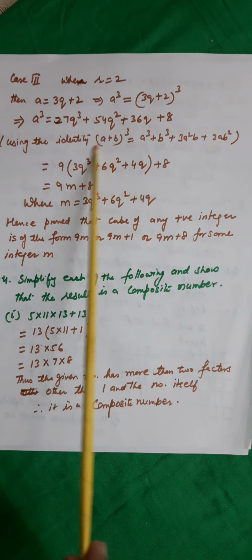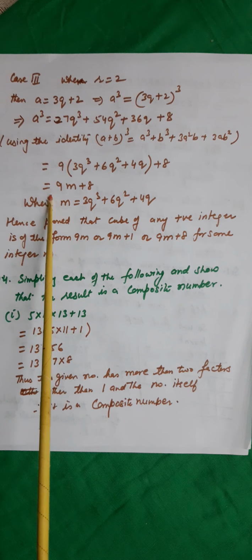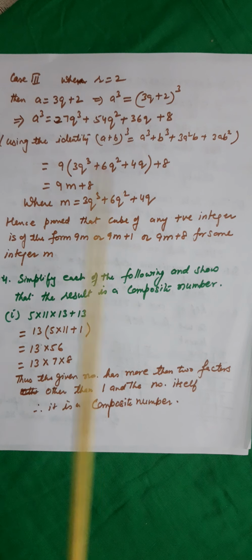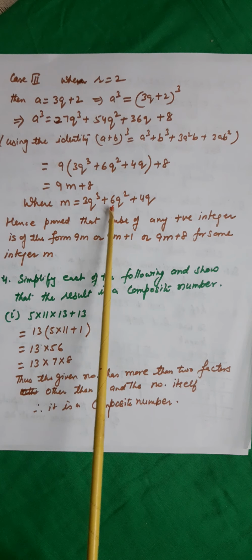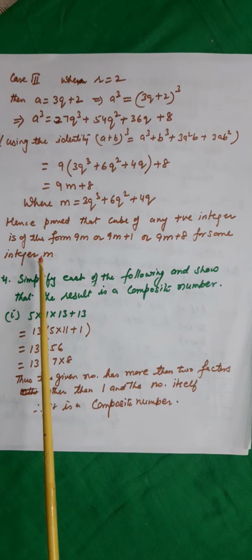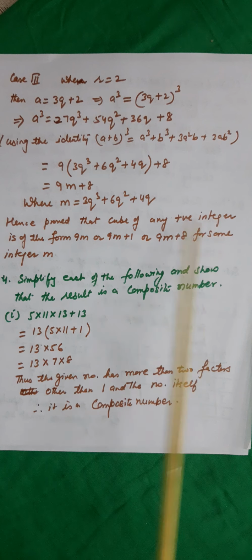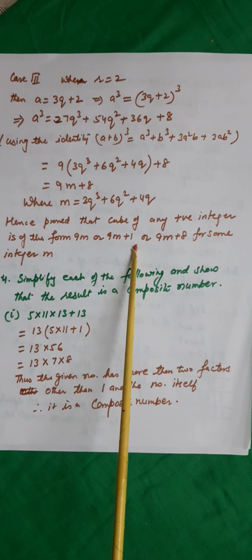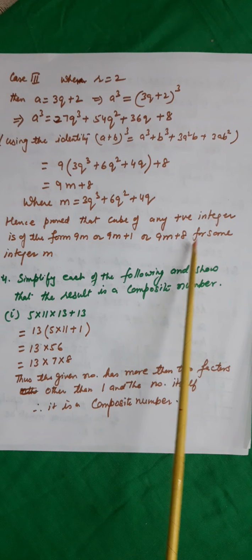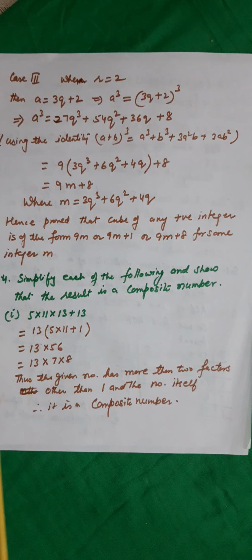And I can replace this by m. So that means it is of the form 9m plus 8, where m is equal to 3q cube plus 6q square plus 4q. Hence proved that cube of any positive integer is of the form 9m or 9m plus 1 or 9m plus 8 for some integer m.